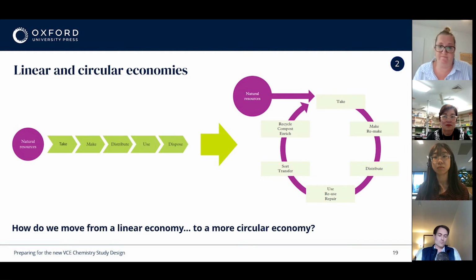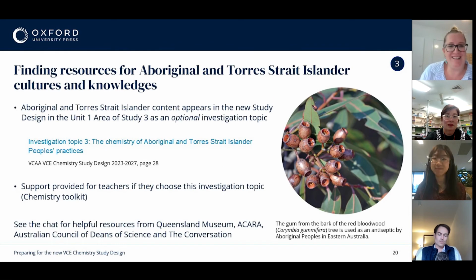And this pops up in heaps of chapters, but mostly in fuels, polymers, metals, and again, organic chemistry. Over to Carolyn for the next part.